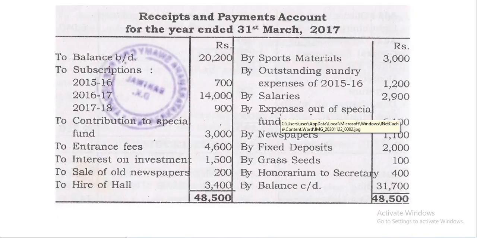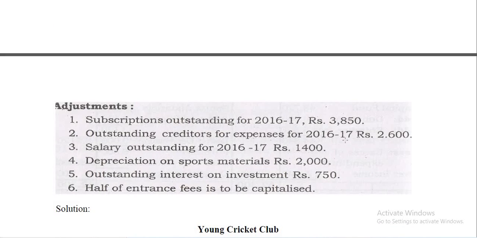Then current year outstanding is 2,600. So net value is 2,600 under sundry expenses or creditors for sundry expenses. The same amount has to be shown on the liabilities side of the closing balance sheet. This is still payable, and therefore that is appearing on the liability side of the balance sheet.